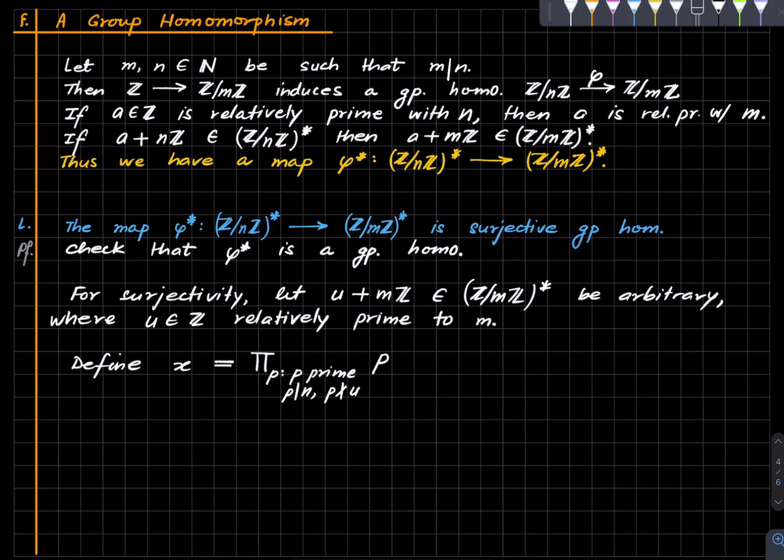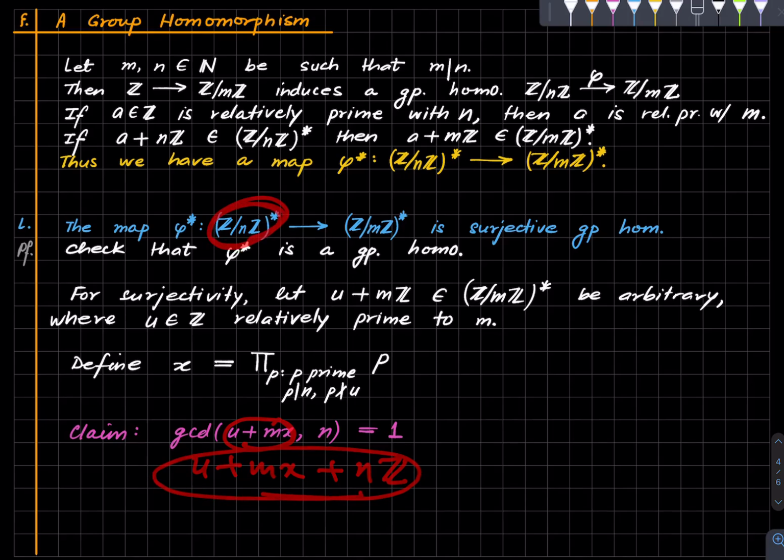So ultimately we will show that... let me write a claim, and then you'll see where this is going. The claim is that GCD of u plus mx with n is 1. So this is an element which is relatively prime with n, and the image of this under phi star is of course this thing. Once we show that this is indeed relatively prime with n, we are done, because then this plus nz is a legitimate member of the left hand side.